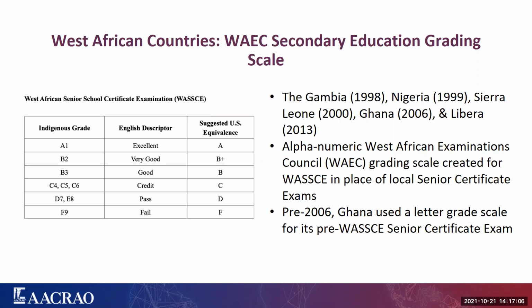It will be the first scale you see. The second scale will be the older scale that was used in the prior certificate. And of course, the dates are germane to each of the individual countries. So the Gambia scale will say prior to 1998, Nigeria will say prior to 1999, and so forth.